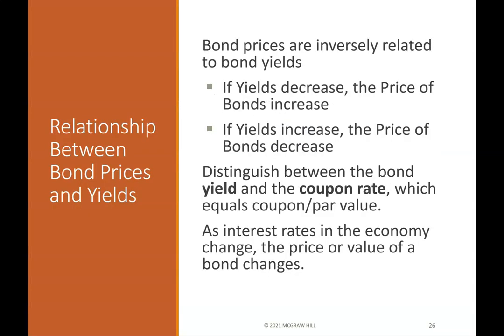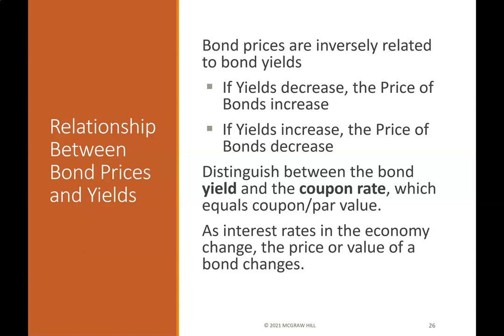Relationship between bond prices and yields. Bond prices are inversely related to bond yields. If yields decrease, the price of bonds increases. If yields increase, the price of bonds decreases. Distinguish between the bond yield and the coupon rate, which equals coupon over par value.